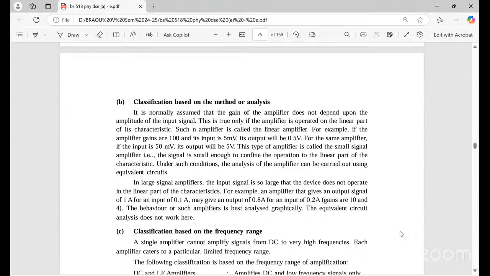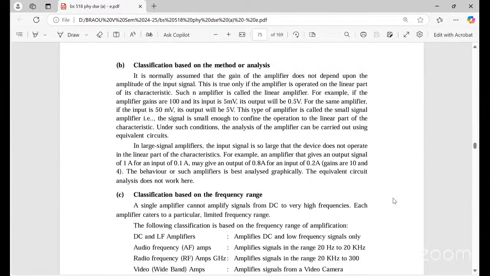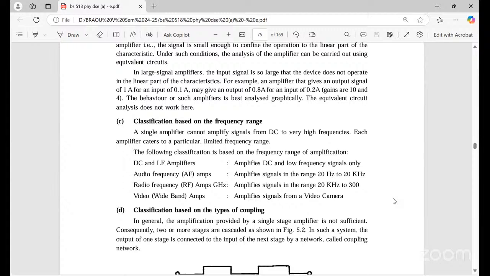For example, if the amplifier gain is 100 and the input voltage is 5 millivolts, the output voltage is 0.5 volts. For the same amplifier, if the input voltage is 50 millivolts, the output is 5 volts. This amplifier you can call a small signal amplifier, meaning the signal is small enough to confine the operation to the linear part of the characteristics. Whereas in the case of a large signal amplifier, the input signal is so large that the device does not operate in the linear part of the characteristics.